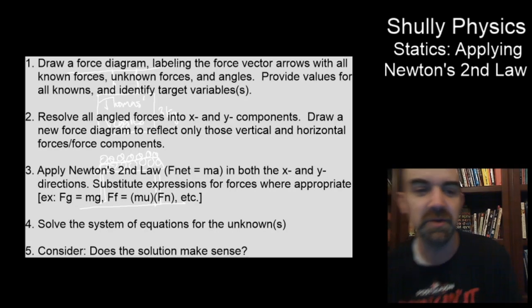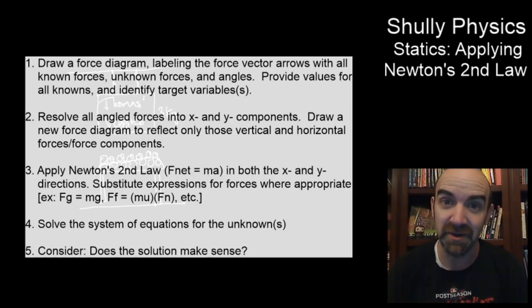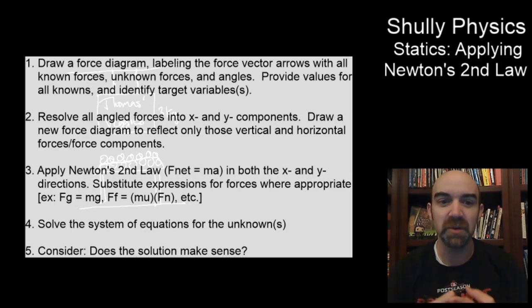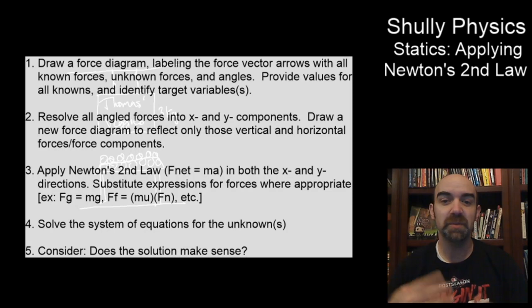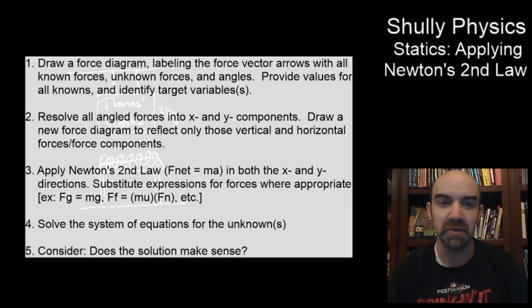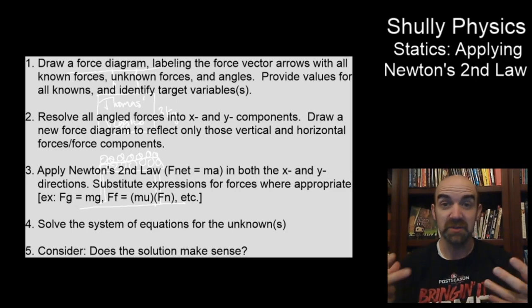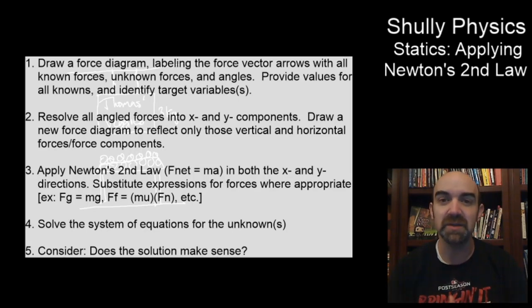The first thing we're going to do, number one, is draw a force diagram of the sign. We're going to label the force vector arrows for all the forces that we know and all the unknown forces that we're looking for. In this case, we're going to look for the tension force in each of those cables. And if there are any angles on those forces, we're going to label those. We're also going to provide values for all the knowns and identify what our targets are. If we set all this up, we can set the problem aside, especially if it's a word problem, and just look at what's in front of us. We'll have everything we need to solve.